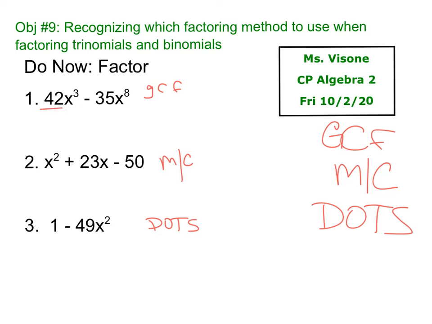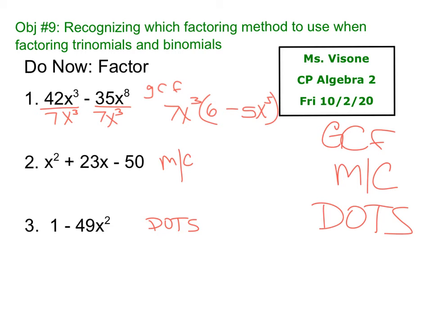All right, so number 1, we have a GCF here. What goes into 42 and 35? That's a 7. And then x cubed, x to the 8th, we just pick our smaller exponent, x to the 3rd. We divide and we get 6 minus 5x to the 5th. Remember, we subtract our exponents, parentheses, GCF on the outside.